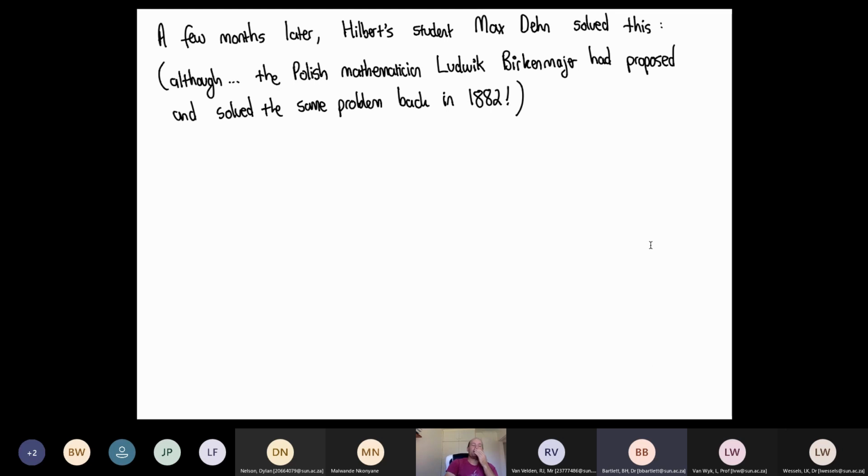So a few months after Hilbert stated the problems, I think this might have been the first Hilbert problem to be solved, because his student Max Dehn solved this problem. But of course, someone had already done it before, namely the Polish mathematician Ludwig Birkenmajer had proposed and solved this exact problem back in 1882. That's how mathematics always goes. The person who the theorem is named after was never the person who proved it originally.